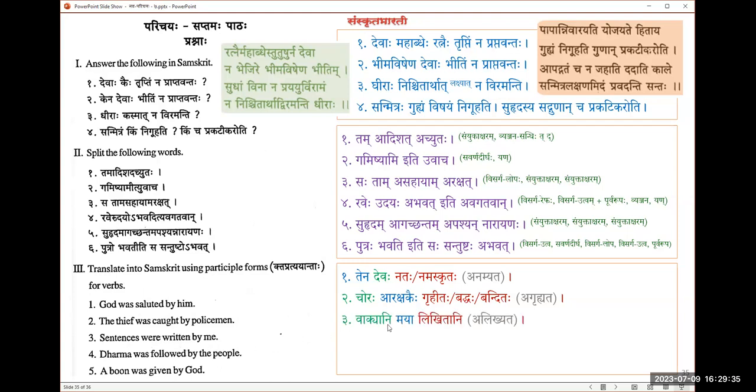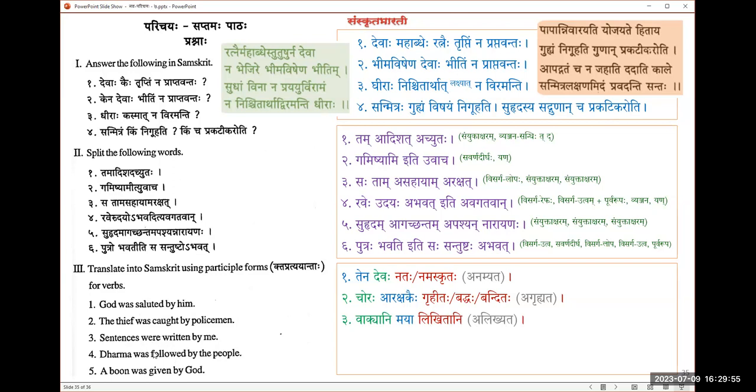Vakyani maya likhitani. Alikhyata would have been the lung form. Actually, alikyanta it should have been. I also have a typo there because bahuvachana. Vakyani is bahuvachana. So alikyanta it should be. Okay. I will correct it later.